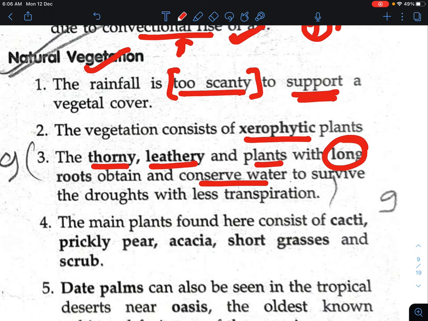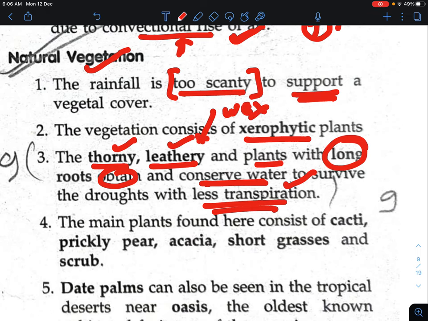Understand this concept: what are xerophytic plants? These xerophytic plants are thorny, leathery, and have long roots to obtain water. In order to conserve water, these plants have wax on the leaves, to survive drought with less transpiration. That means leathery leaves, or wax-coated leaves.